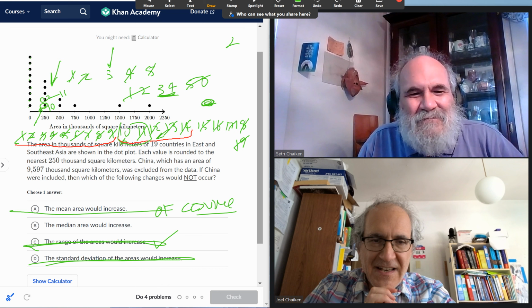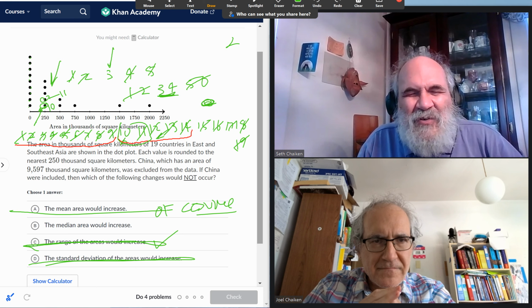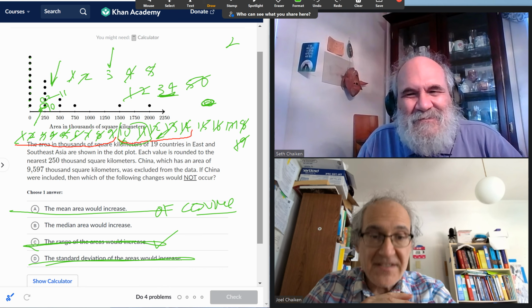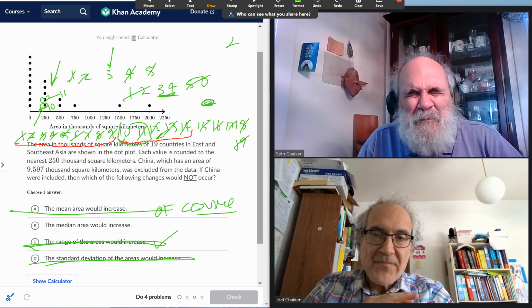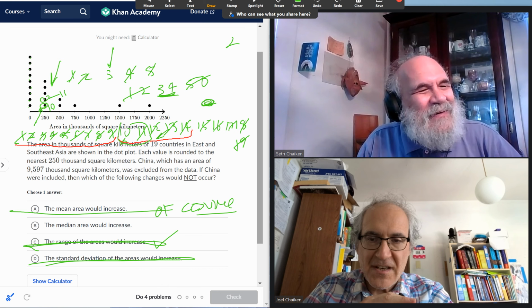Now what's that standard deviation thing? That's the square root of the sum of the squares of the difference between the mean and each value. So in other words, the standard deviation includes every single value. And because this number is added in, and this number is a big number, it's going to change the standard deviation.